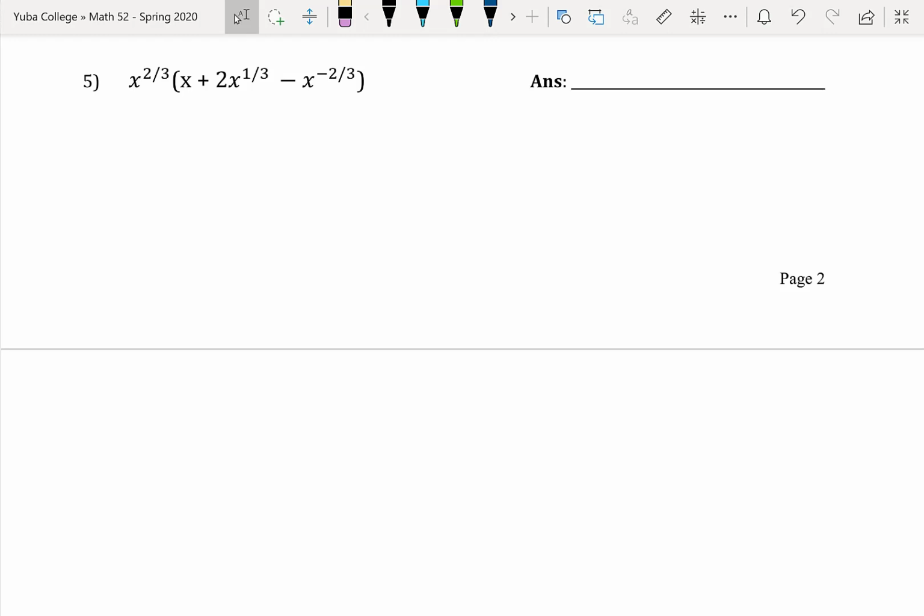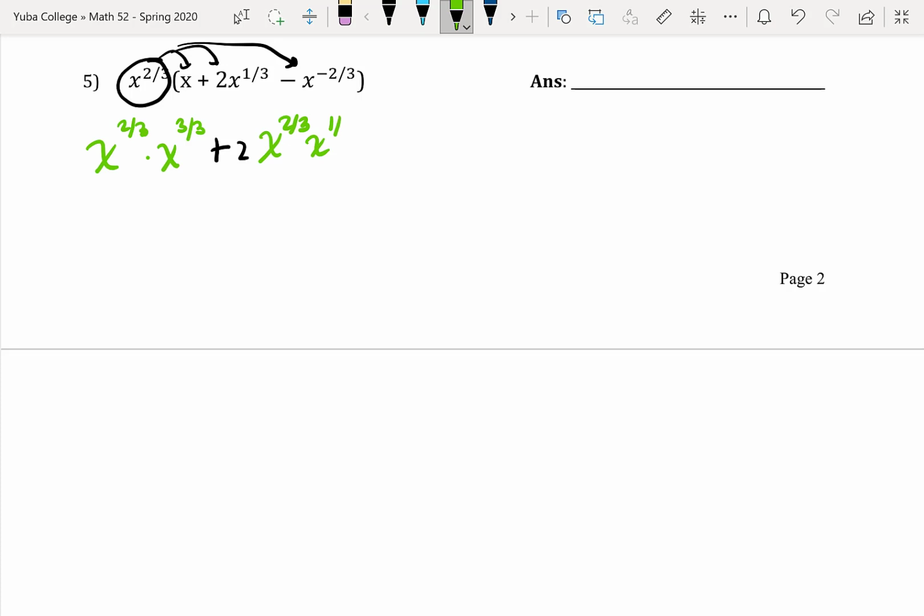I also noticed that I could not add any of the terms inside these parentheses because none of them are like terms. So here we have x to the 2/3 times x. I'm going to rewrite this. This is the same thing as 3/3, just so that we have a common denominator there. Plus, here we have x to the 2/3 all times x to the 1/3, and then we have x to the 2/3 all times x to the negative 2/3.